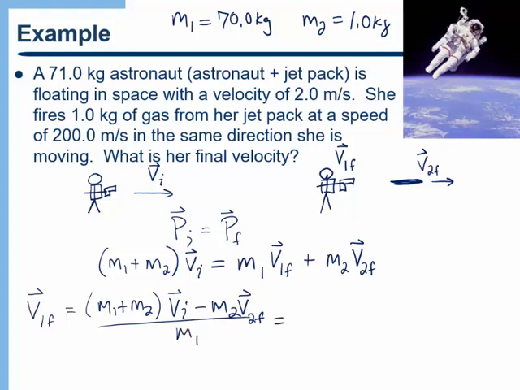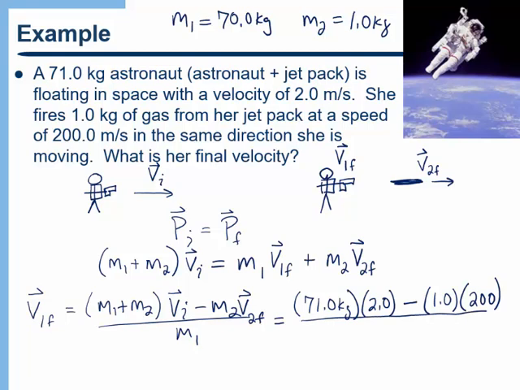So now we can plug in the values. m1 plus m2 is 71 kilograms. The initial velocity that she had was 2 meters per second. And then we're going to subtract the mass of the gas, m2, which is 1, times the velocity that the gas was shot at, which was 200 meters per second. By the way, when I made up this problem, I did actually look up real values from NASA, so this is a relatively realistic problem. Then we want to divide by m1, which is 70.